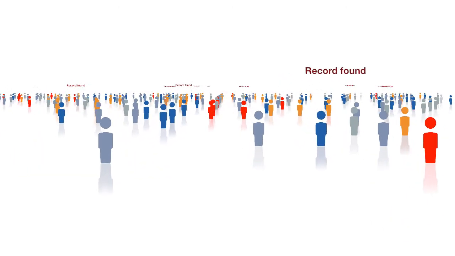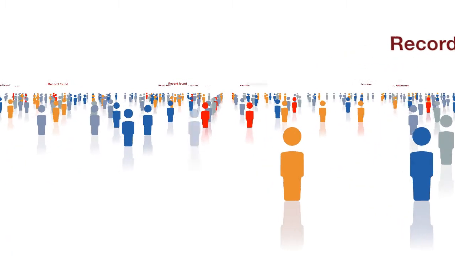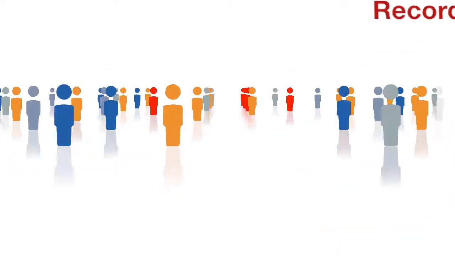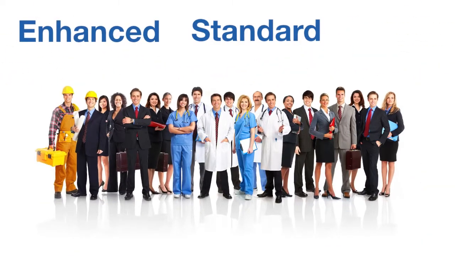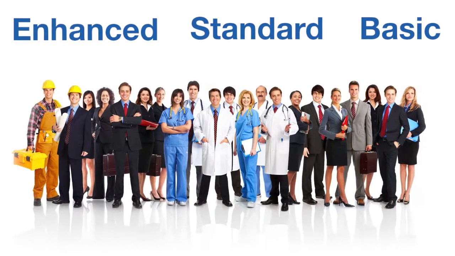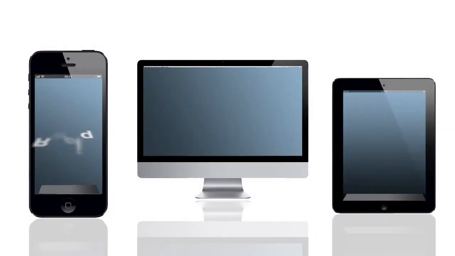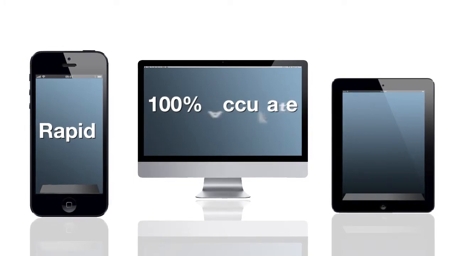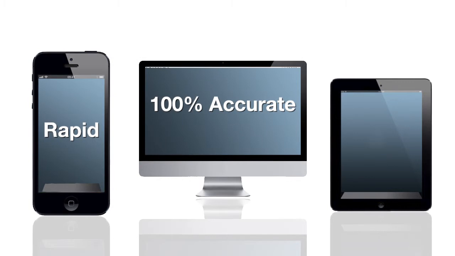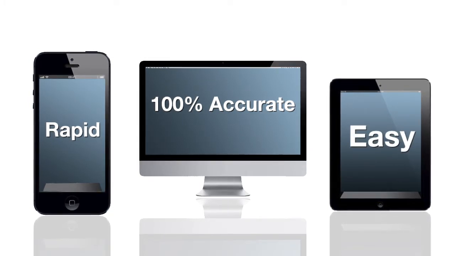uCheck is one of the UK's leading providers of criminal records checks for both employers and individuals. We offer an enhanced, standard or basic service, depending on the legislative requirements of the role you're seeking to fill. Our checks are rapid and 100% accurate. Our online system makes the process quick and easy, as we're about to show you.